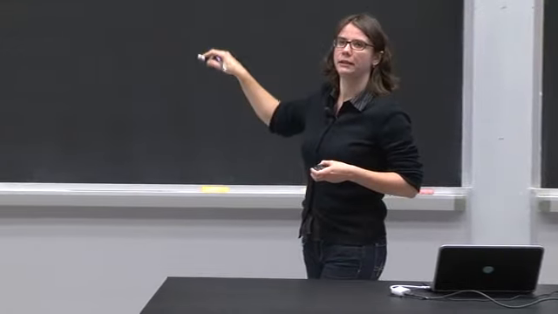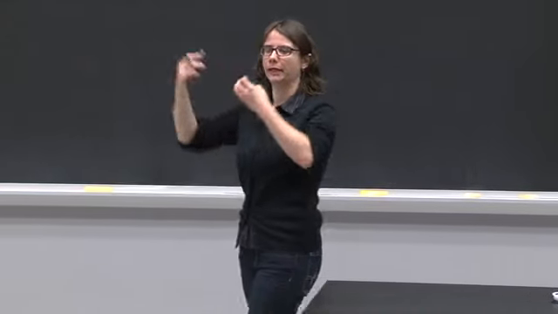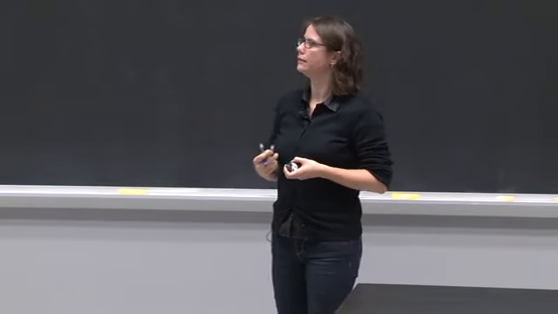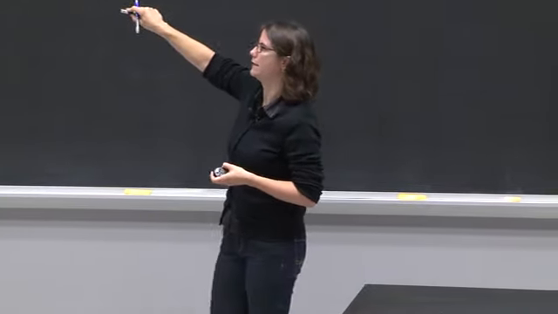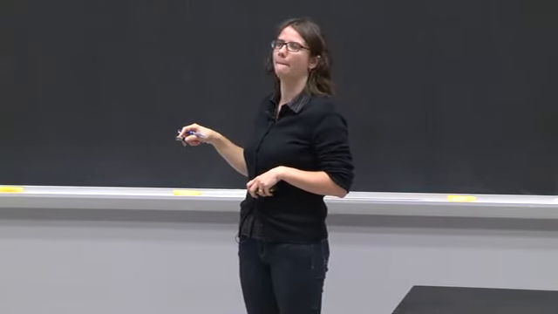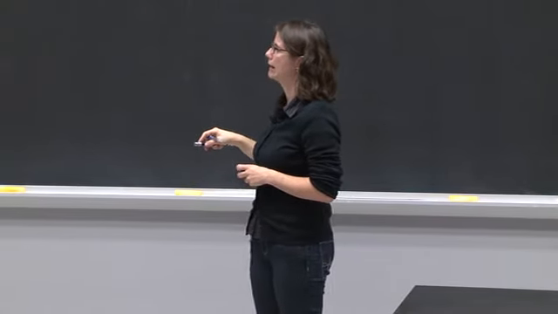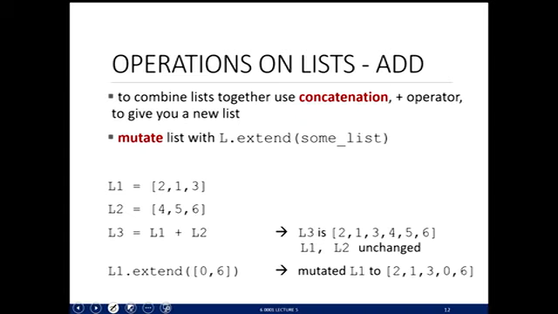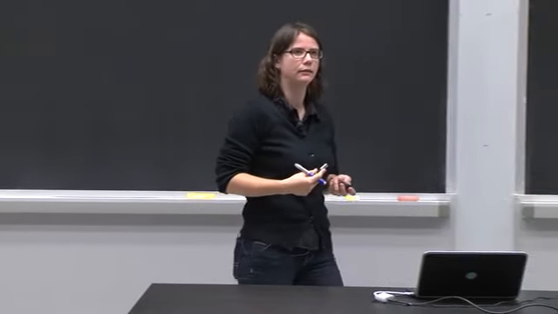If you want to mutate a list directly and make it longer by the elements within another list, then you can use the extend method. And this is going to mutate L1 directly. So if L1 was 2, 1, 3, if you extend it by the list 0, 6, it's just going to tack on 0, 6 to L1 directly. So notice L1 has been mutated.